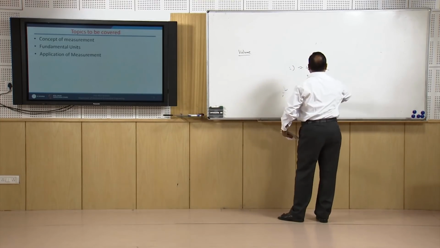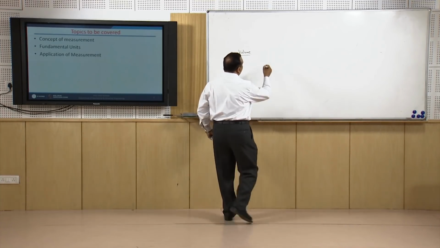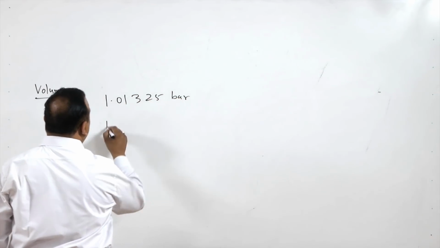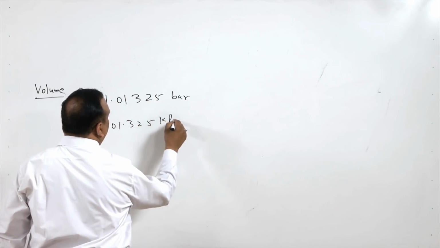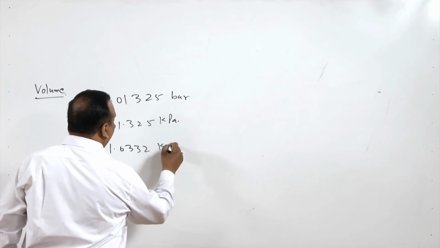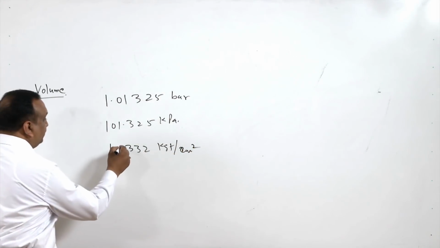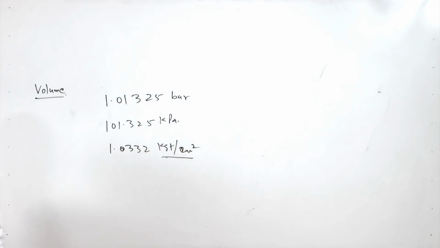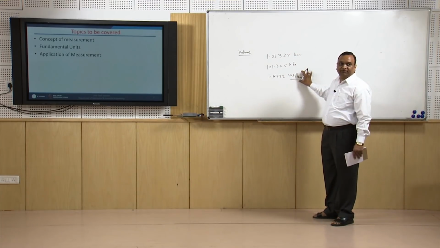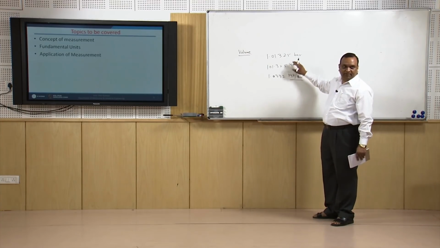The unit of pressure. Atmospheric pressure as we know is 1.01325 bar or 101.325 kilopascal or 1.0332 kilogram force per centimeter square. Now this kilogram force per centimeter square, in many of the industries you will find the pressure gauges which have pressure expressed in terms of kilograms force per centimeter square. So you should be very convenient in converting this into this form, right?